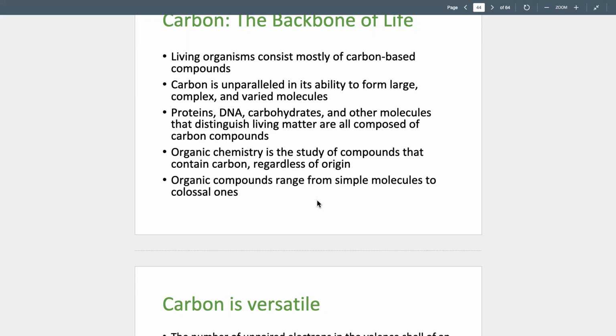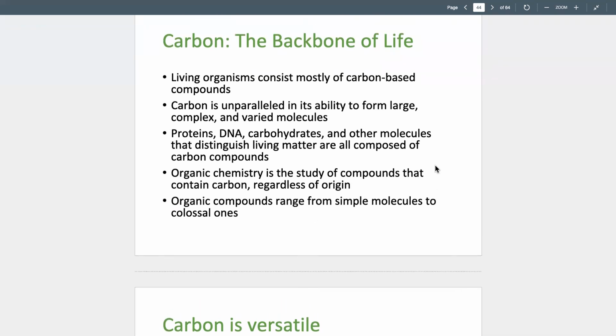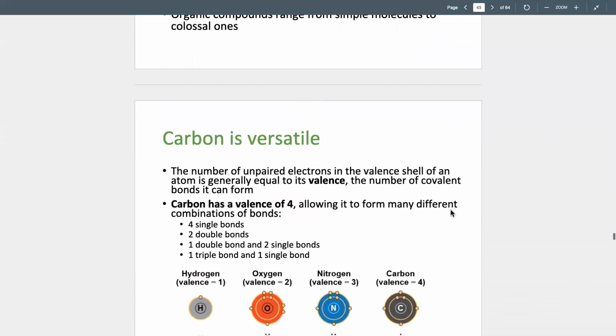So now, one thing you need to know is that organic compounds are always going to contain carbon, but not everything that contains carbon is considered an organic compound. So, like carbon dioxide, carbon monoxide, those are inorganic compounds, even though they contain carbon. So, if it has carbon in it, it's most likely going to be an organic compound, but not always. But if it does not have carbon in it, it's always inorganic.